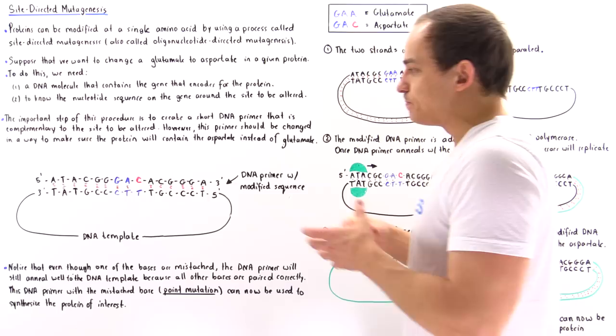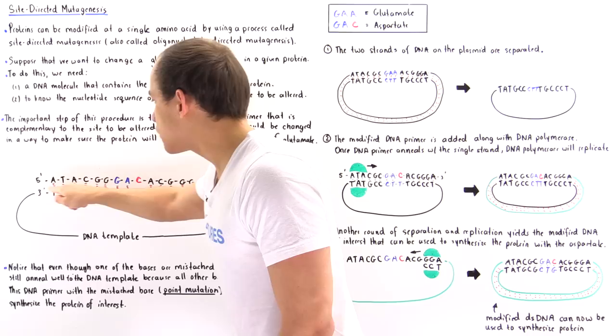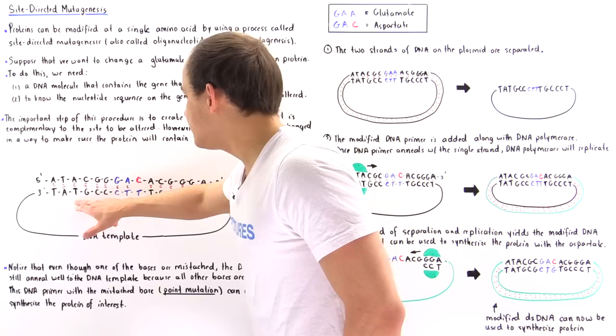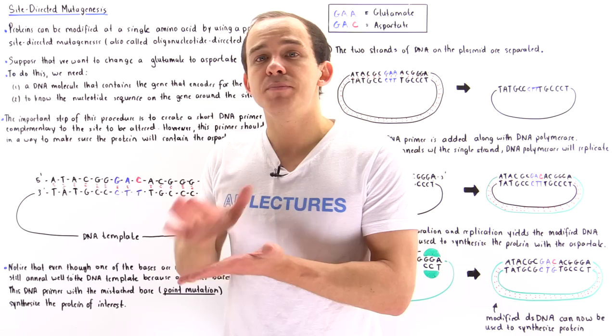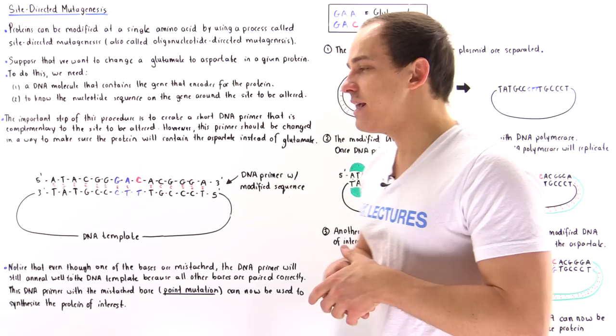So let's suppose that the DNA molecule that contains the gene that encodes for the protein is this DNA molecule here. So we have a circular single strand of DNA that came from some type of plasmid, for example. Now, this is our sequence. TATGCCCTT. TGCCCT. This is the sequence on the DNA template that we want to build the DNA primer for. And so this above is the DNA primer that we build in a laboratory. But notice what we do with the DNA primer. We modify the sequence of the DNA primer.